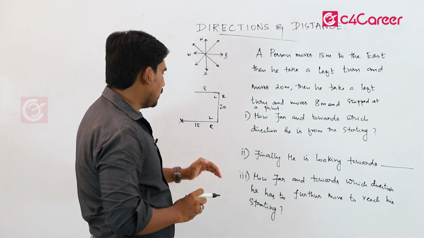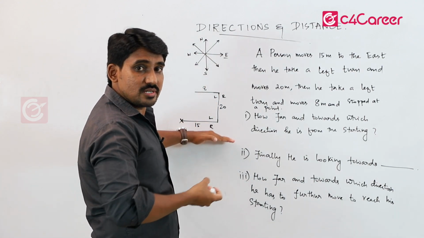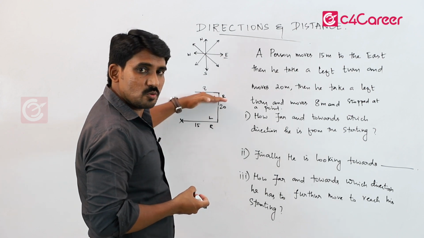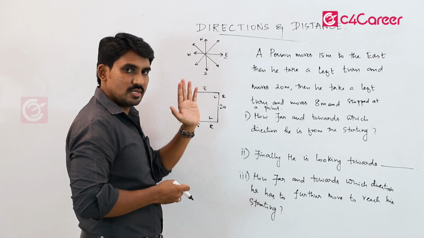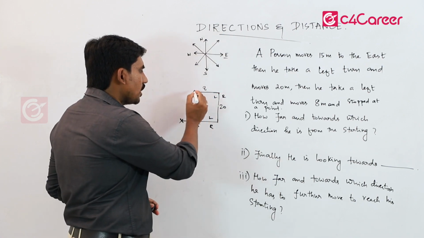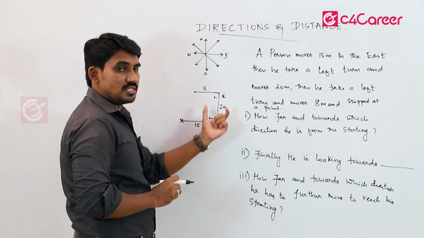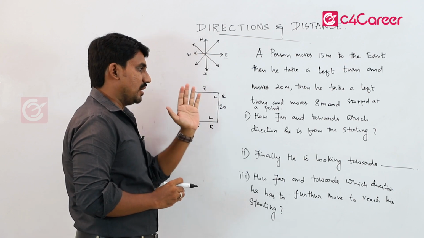No need to measure anything, just this is 15. When we consider this is 15 meter, 8 meter should be what? Obviously less than 15 meter. So draw a shorter line than this. Clear? Then he stopped at a point. This is the final diagram.